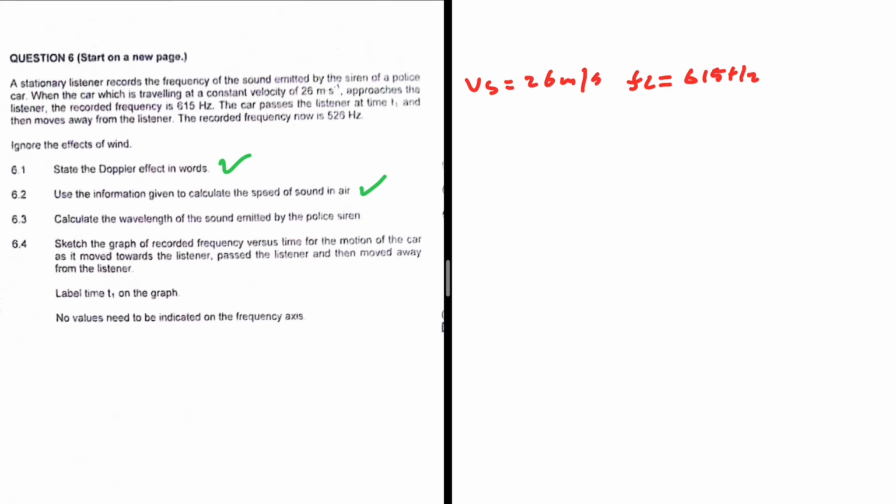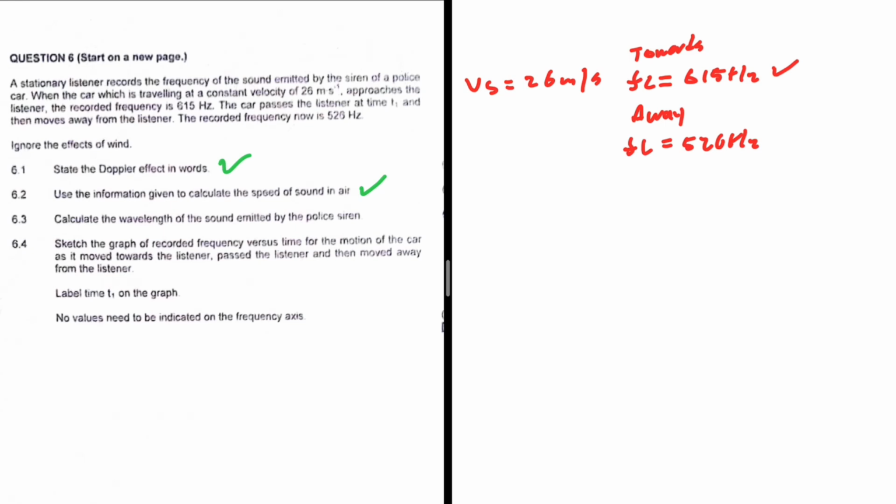The car passes the listener at t equals 1. Okay, and then moves away from the listener. The recorded frequency is now 526 hertz. So this is towards, 615. And then when it is moving away, we have FL, which is 526 hertz.